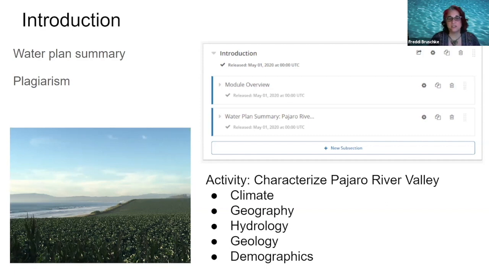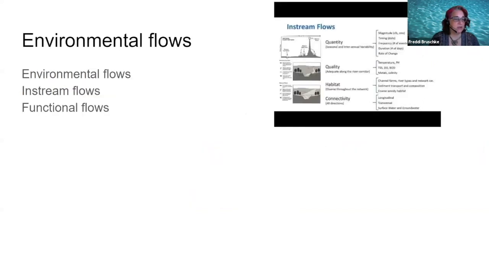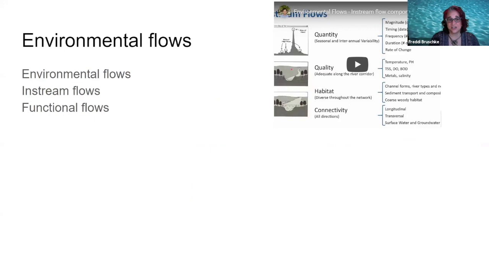And then the idea at the end of this entire project is that they'd be producing a water plan, like a document that would be a water plan as if they were a water management agency. So say the Pajaro Valley Water Management Agency. So this first part, they're basically writing chapter 1 of their water plan right off the bat, which is the overview of the area. And then they move on to the first section that analyzes environmental flows.